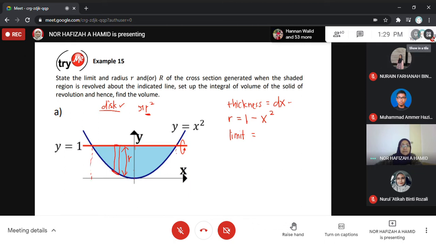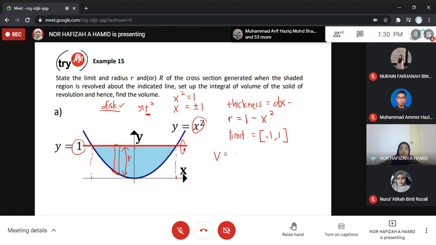Yang ni. Okay, so you kena solve simultaneous equation. Okay, so sekarang ni you ada curve dia, kita cari x, so x square equal to 1. So saya solvekan this two, nak cari intersection. X square equal to 1, so x is equal to plus minus 1. Okay, so limit dia is negative 1 until 1. Okay, next substitute into the formula. V is equal to pi. So we have negative 1 until 1. R dia is 1 minus x square and dx. So jangan lupa you letak dx ni.